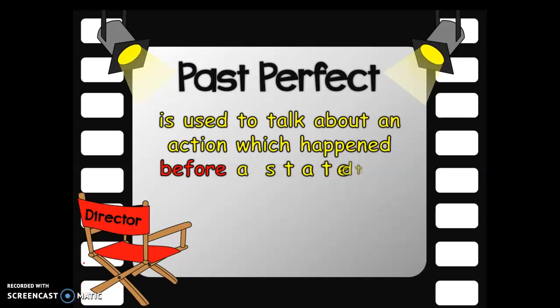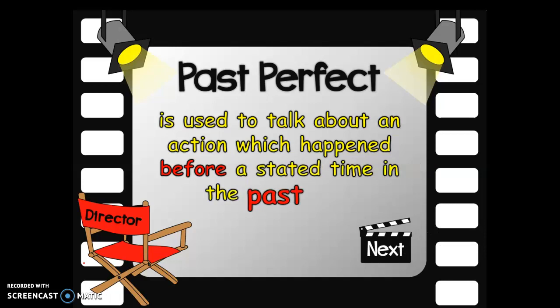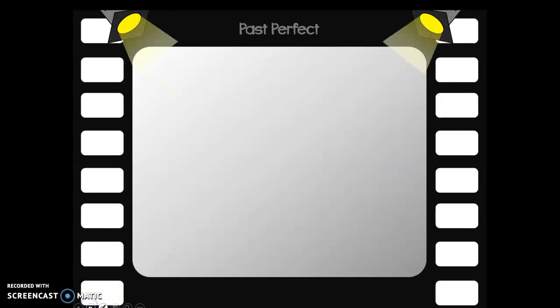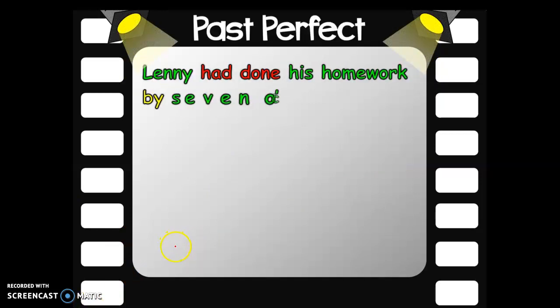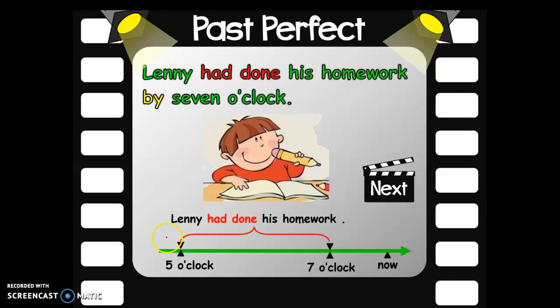Also, we use the past perfect to talk about an action which happened before a started time in the past. To express this, we use by the time or by plus a specific time. In this case, I have by plus a specific time, by 7 o'clock. And I have: Lenny had done his homework by 7 o'clock.